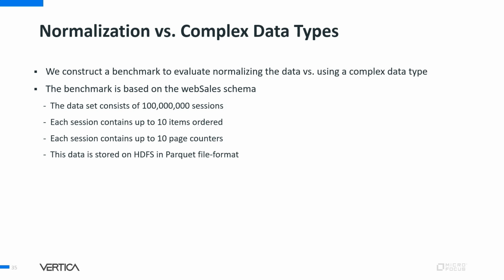Next, let's take a look at our claims about normalized data compared to complex types. We built a benchmark upon the web sales schema that we used as an example in the introduction. Our data set had 100 million sessions, each having up to 10 items ordered and up to 10 pages viewed. We stored this data in Parquet on HDFS and created external tables to query that data.